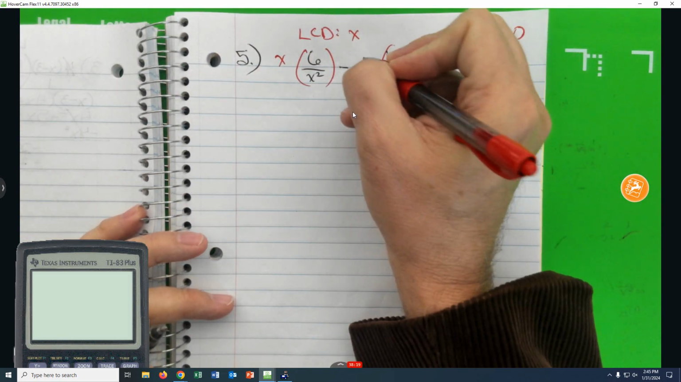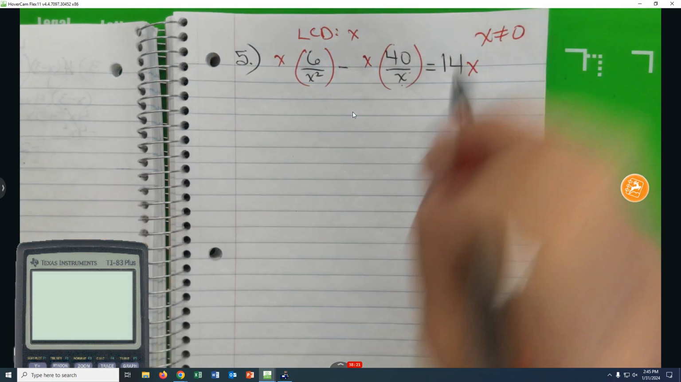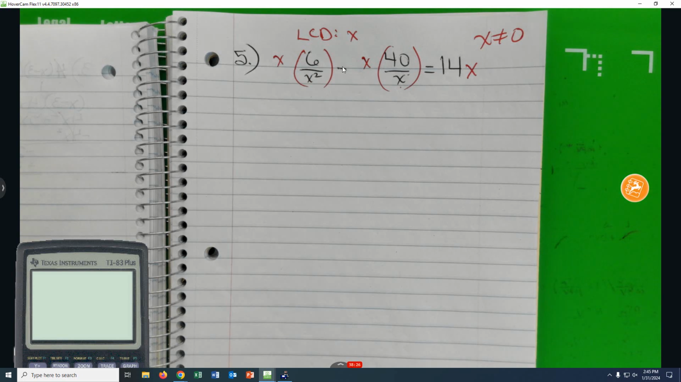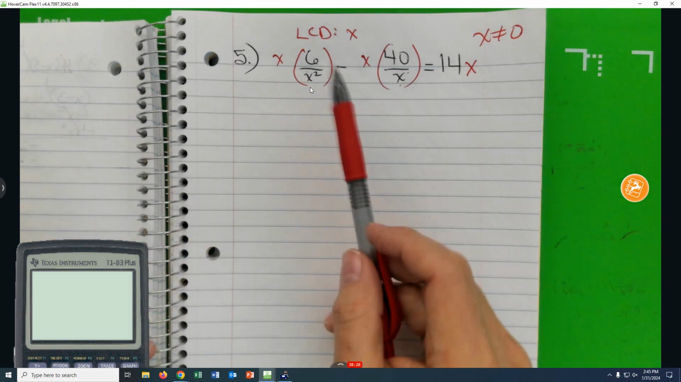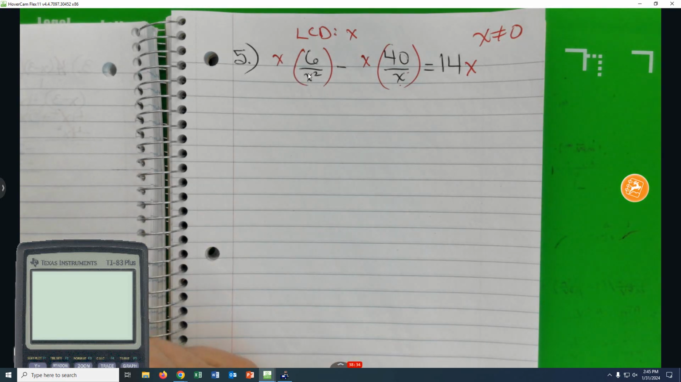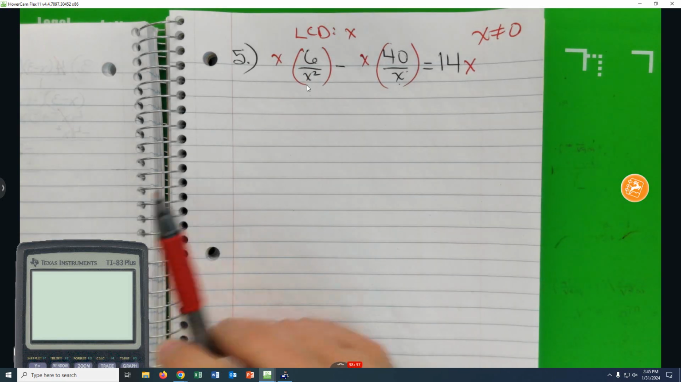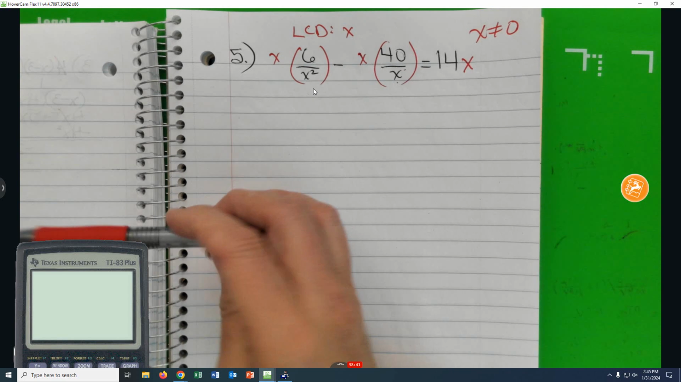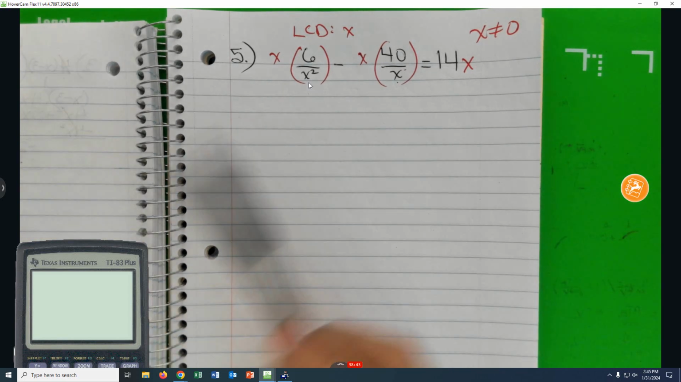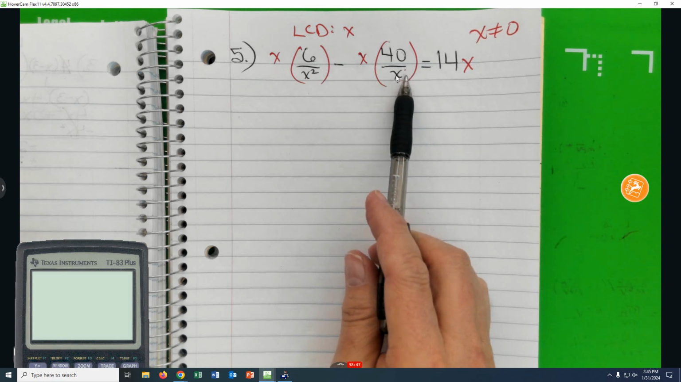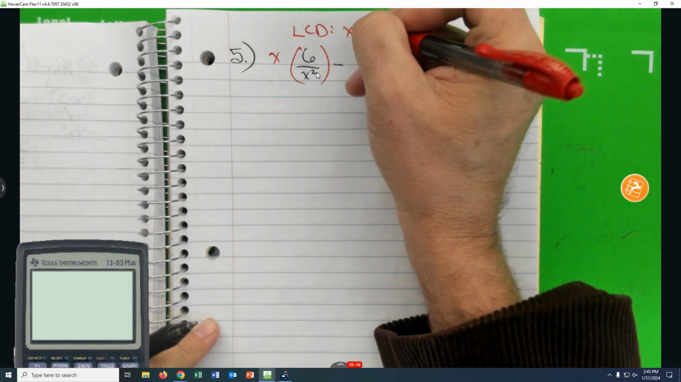If you multiply by x, are both of those fractions going to cancel denominators? This one would cancel. But what about here? You'd only cancel one of the x's and you'd still wind up with an x down here. If you have repeated factors in the denominator, to find the least common denominator, use the larger exponent.